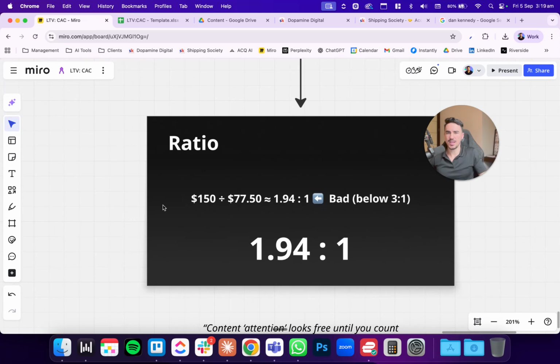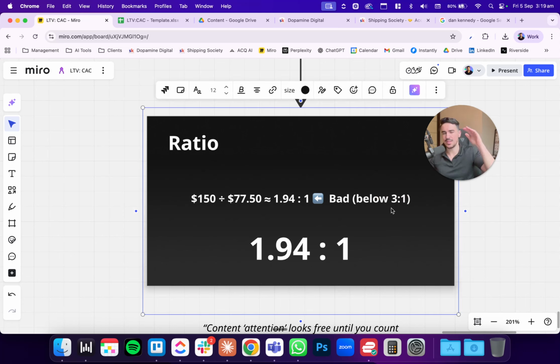And then if we take 150 and divide it by the amount of money it costs us to acquire that customer, we get 1.94 to 1. So you can see here, this example is below 3 to 1, which is not ideal.